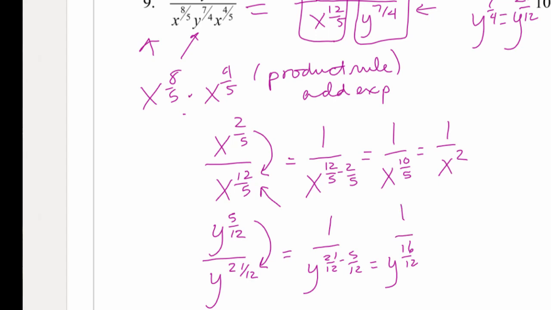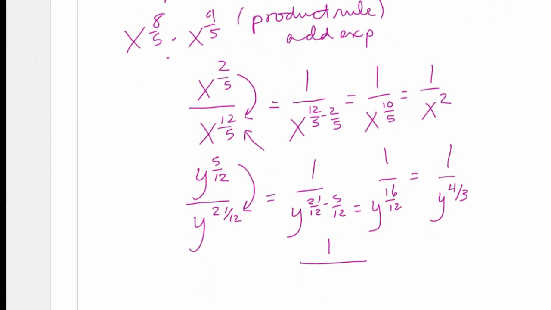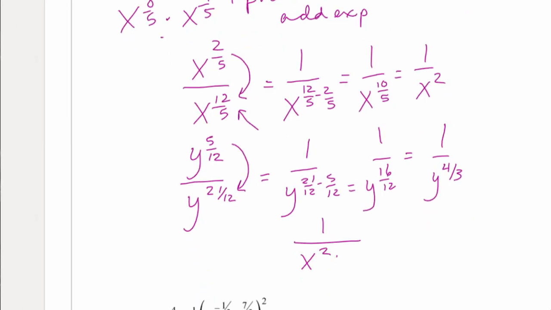Okay, and let's see here. That reduces, doesn't it? By 4s. So that's 1 over y to the 4/3. Okay, so now that means multiply those two. So our final answer is 1 over x squared y to the 4/3.